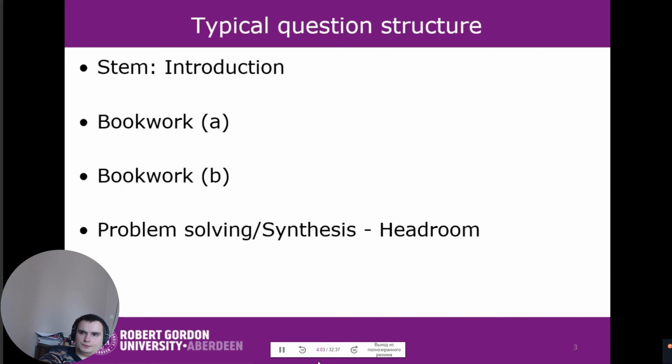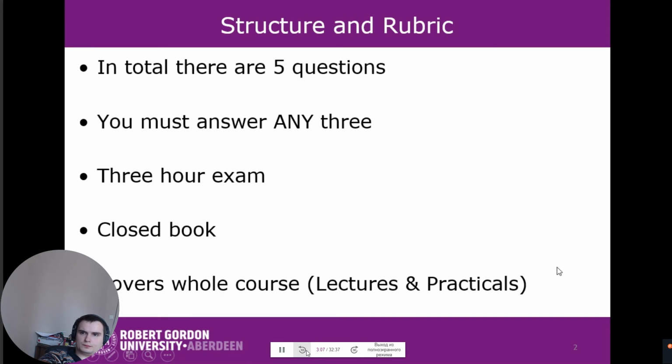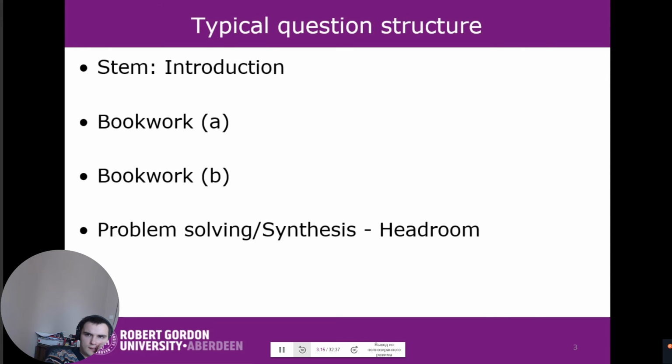It's the same old game. There's nothing special about this exam at all. However, I use a style of questions which I mentioned last week, which is known as headroom, okay? It's the headroom approach. And so the majority of questions you'll see on the old exam take the following structure.